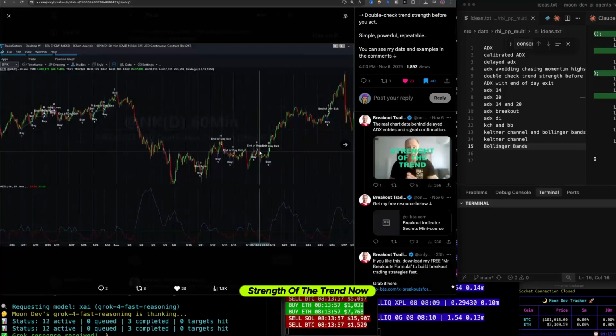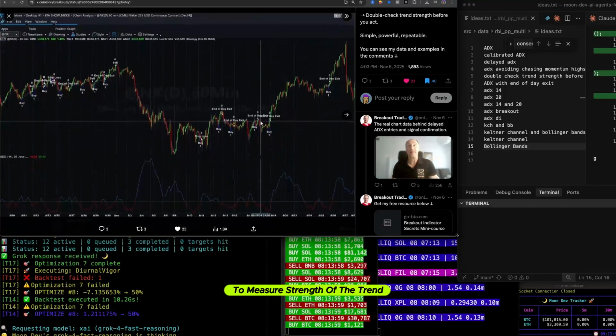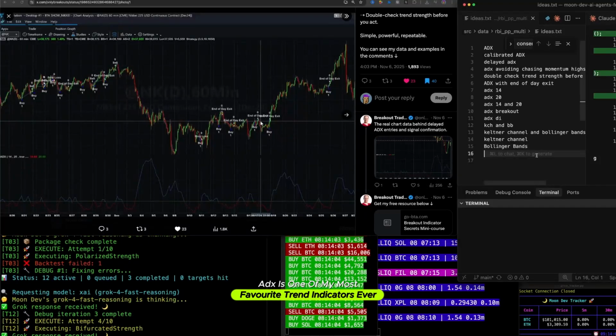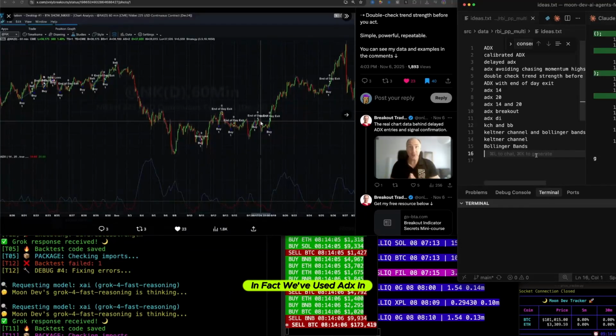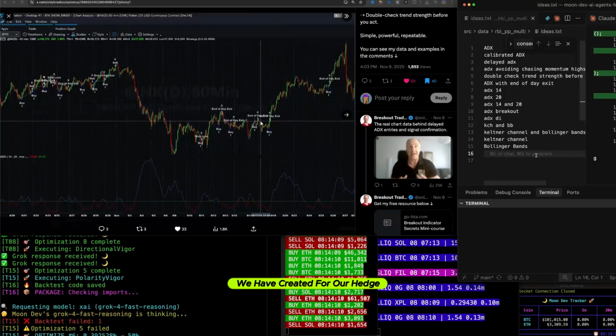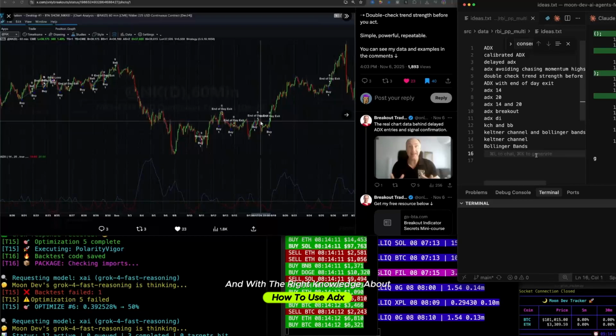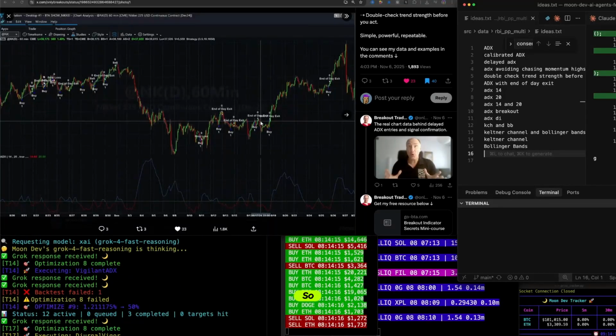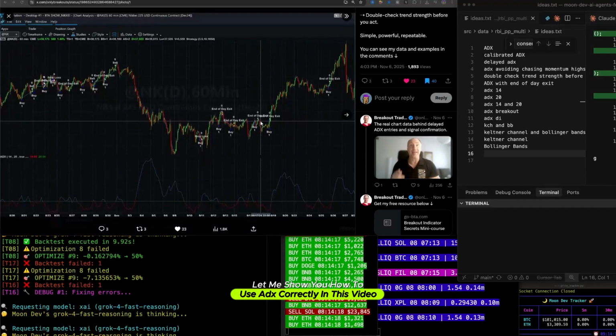Keyword strength of the trend. Now, why do we need an indicator to measure strength of the trend? Well, it's very easy. You do not want to trade. ADX is one of my most favorite trend indicators ever. In fact, we've used ADX in many of our almost 2,500 strategies we have created for our hedge fund. And with the right knowledge about how to use ADX correctly, you can create strategies like this literally in 5 minutes. So let me show you how to use ADX correctly in this video.